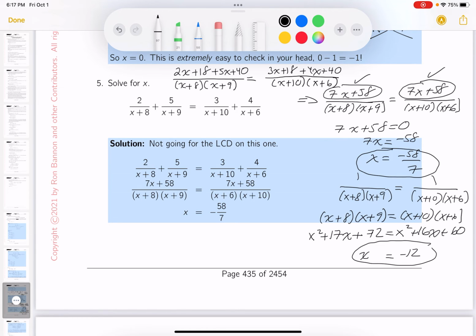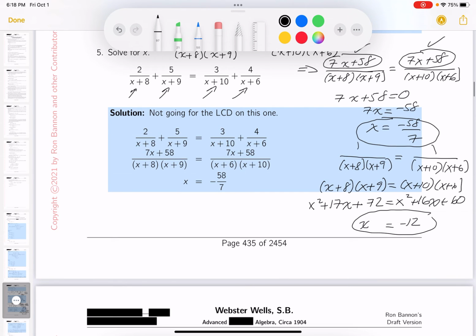Now, I realize for a lot of students, you're looking at that saying, maybe I should check that. But I want to point out, the only really troublesome numbers now are minus 8, that would make this 0, minus 9, that would make that 0, minus 10 would make that 0, and minus 6 would make that 0. So I'm going to say it's not bad. Here's the deal, though. I really should check both of those answers, all right?